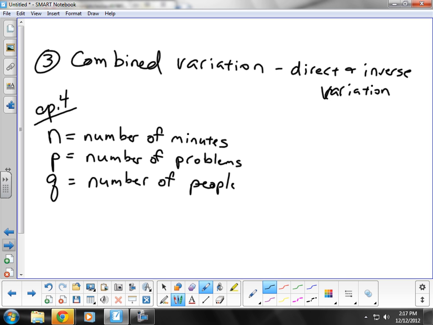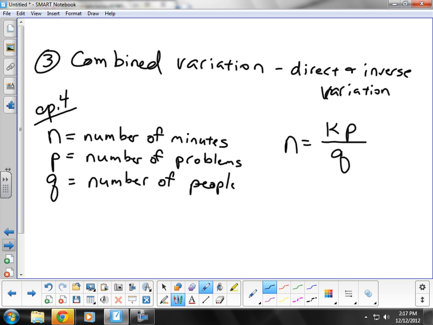Okay. So now I go back into the problem and I read it. It says the number of minutes needed varies directly. So number of minutes, there's my equal sign. Varies directly as the number of problems. So K times P goes in the numerator, right, if it varies directly. And inversely as the number of people. Inversely goes in the bottom. And I don't need another K. 1K per problem is plenty. Okay?